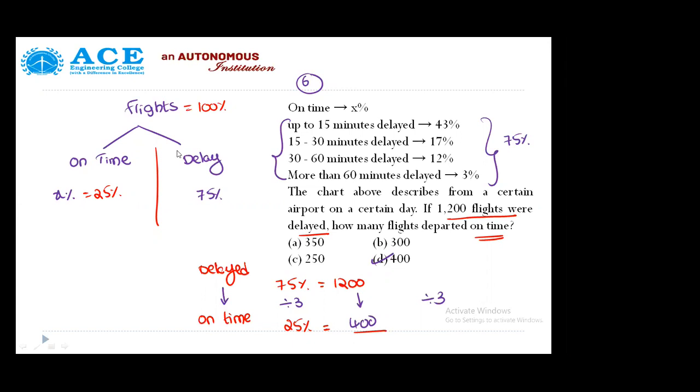It's not 25% of 1000. It's not like that. It's not the total, right? The answer is 400, guys. Only 1200 flights are delayed, not total flights. 1200 is not the total. That's where we make mistakes.